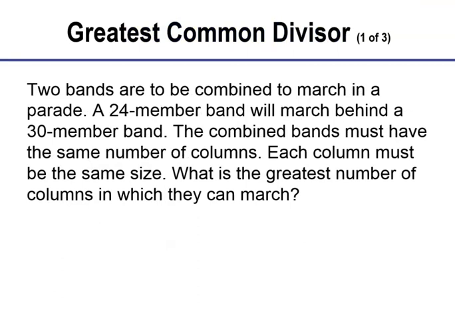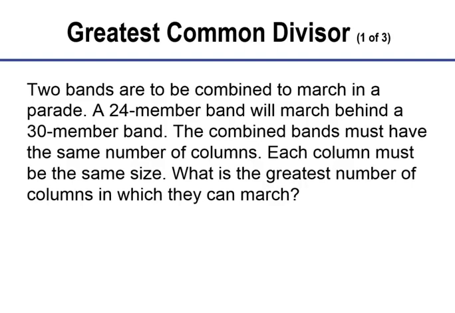So what is the greatest common divisor? Well, let's lead in with an example. Two bands are to be combined to march in a parade. A 24-member band will march behind a 30-member band. The combined bands must have the same number of columns. Each column must be the same size. What is the greatest number of columns in which they can march?